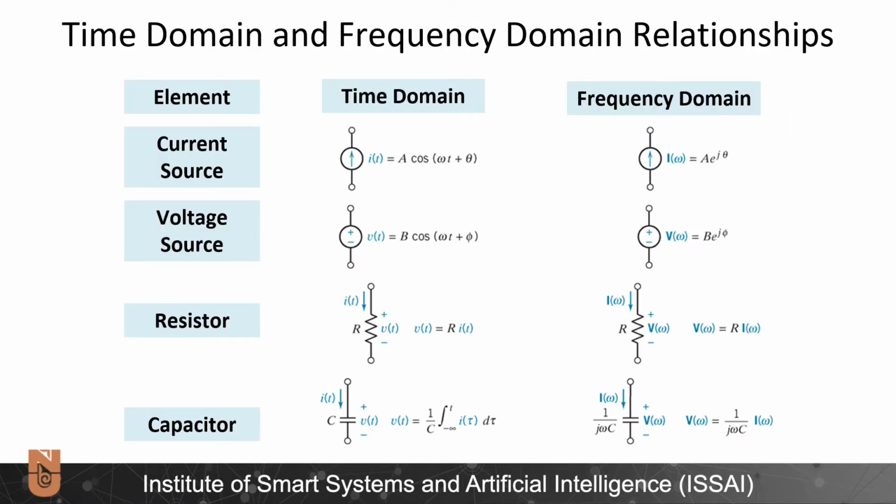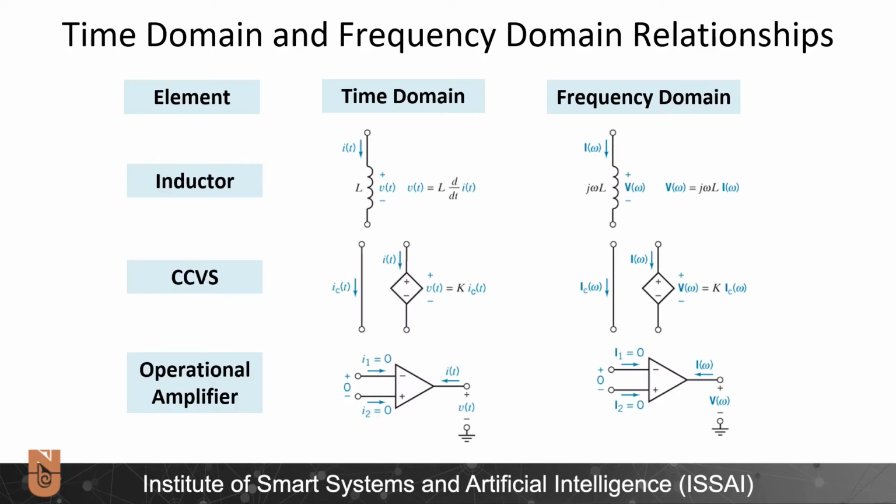And in this slide, we are summarizing the time domain and frequency domain representations of common circuit elements such as current sources, voltage sources, resistors, and capacitors. And we continue in this slide with inductors, current controlled voltage sources, and operational amplifiers.